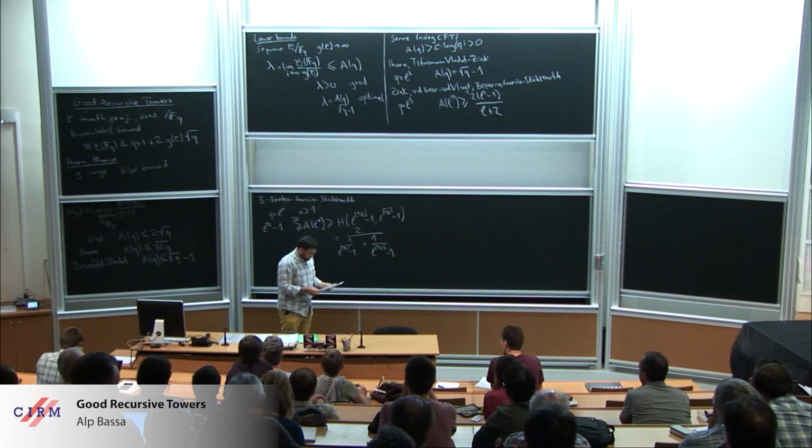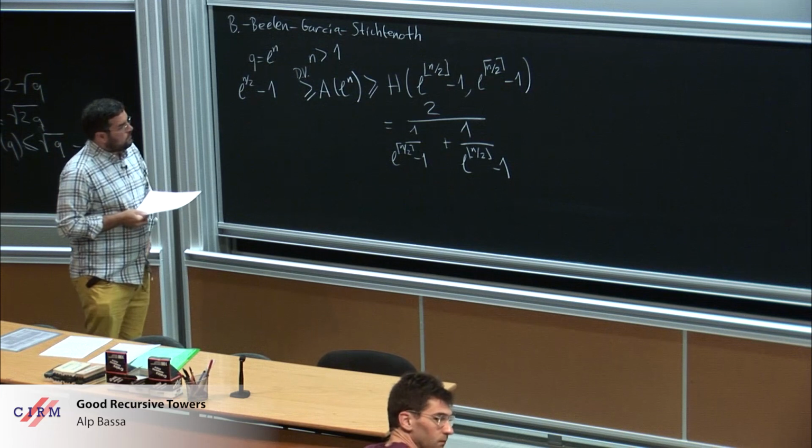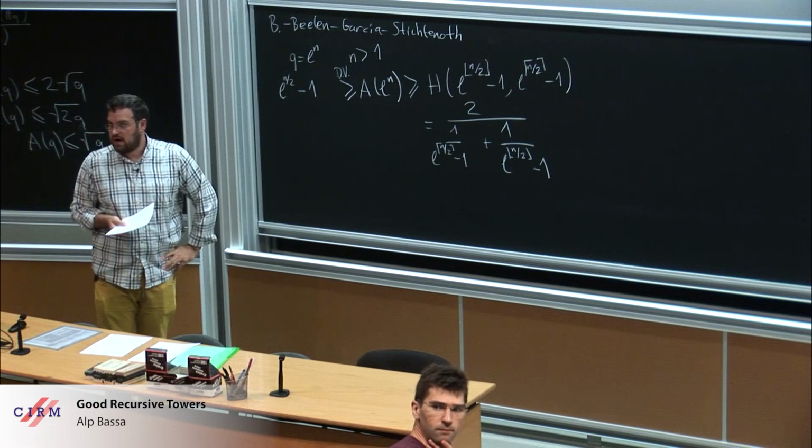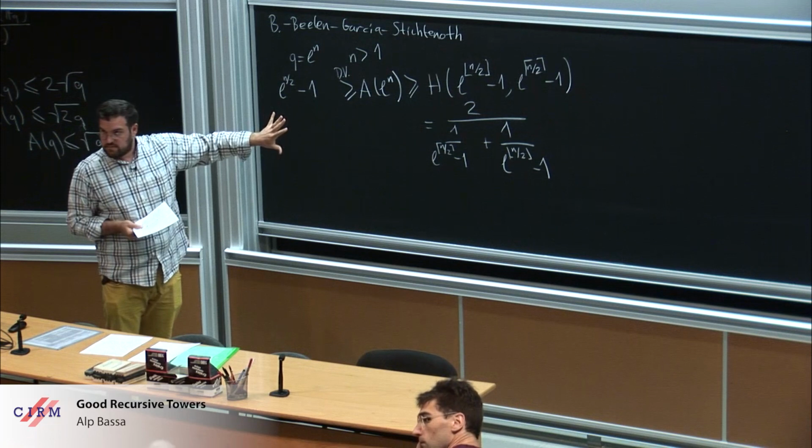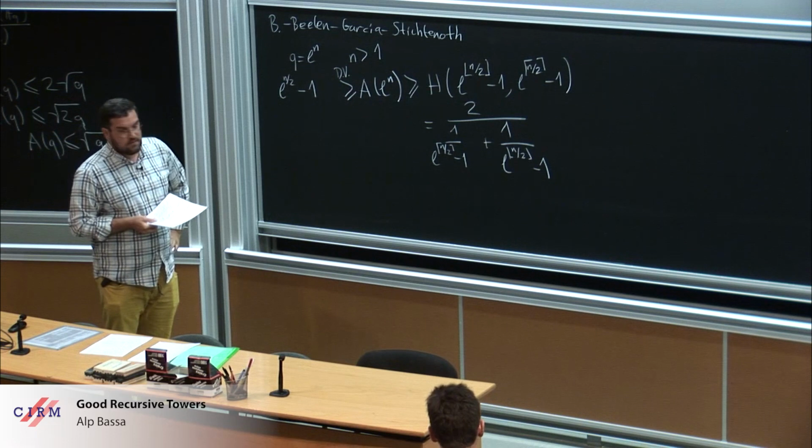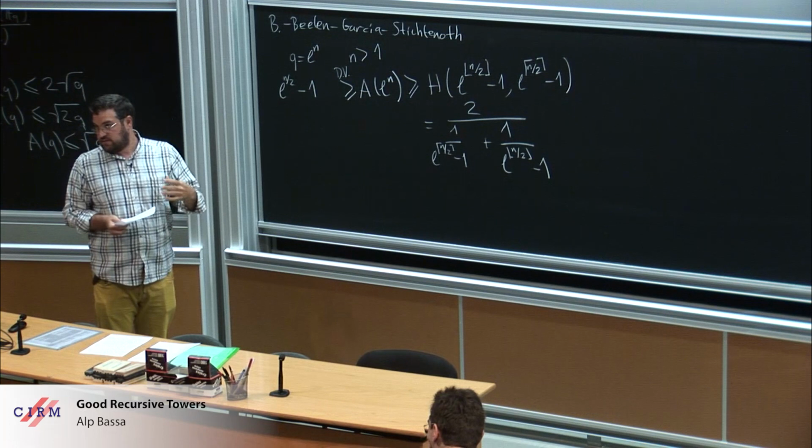And what was the idea? In fact, one can obtain this result in two different ways. One way is to use recursive towers. That's what I will be talking about today, not only in the context of this result, but in general. And another way to obtain this result is to consider Drinfeld modular varieties and to look at particular curves lying on those Drinfeld modular varieties.